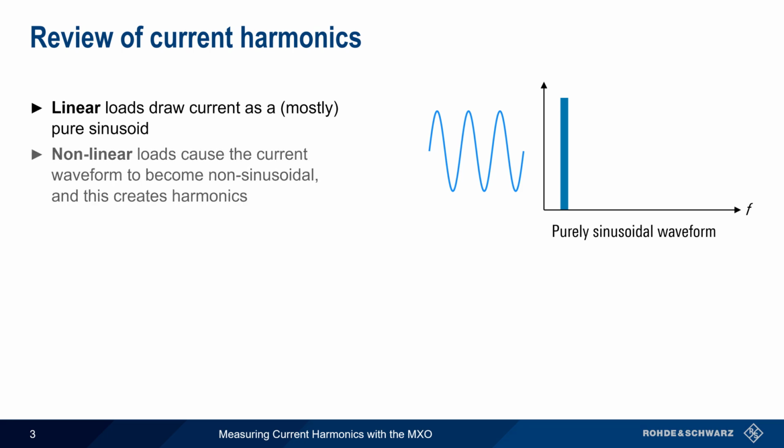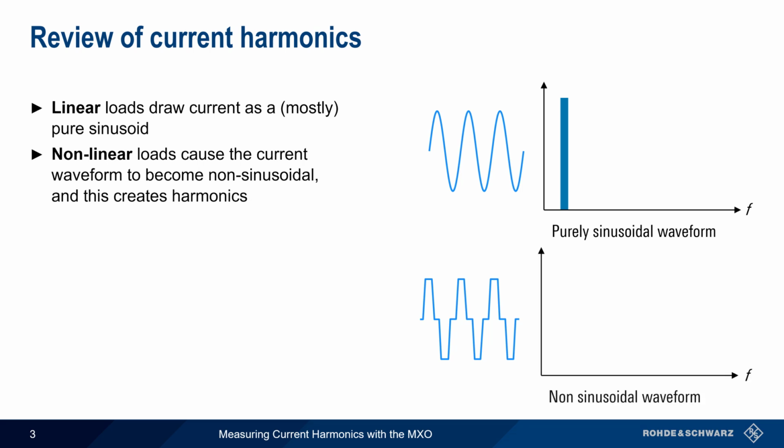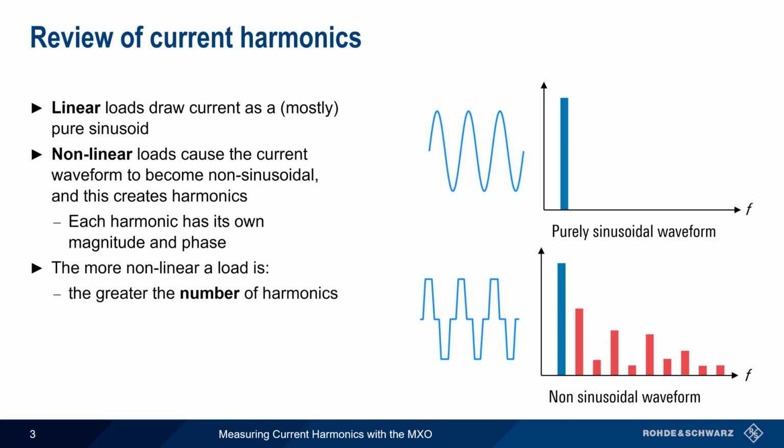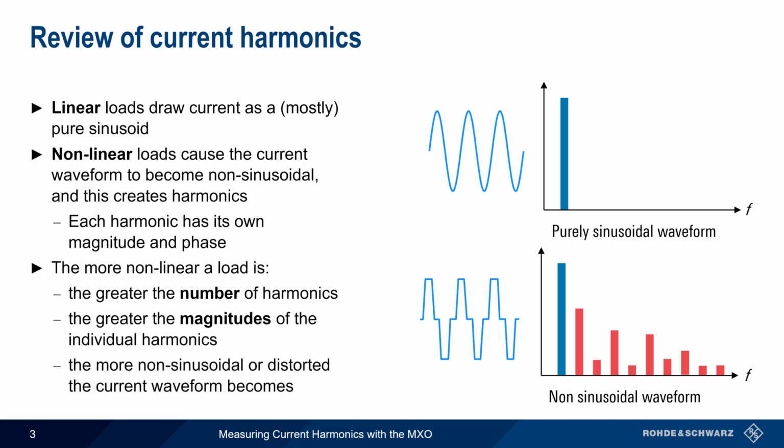A nonlinear load causes the current waveform to become non-sinusoidal, and this creates harmonics, which appear at integer multiples of the fundamental frequency. Each of these harmonics has its own amplitude and phase. Generally speaking, the more nonlinear a load is, the greater the number of harmonics, and the greater the magnitude of harmonics, and in turn, the more distorted or less sinusoidal the current waveform becomes.